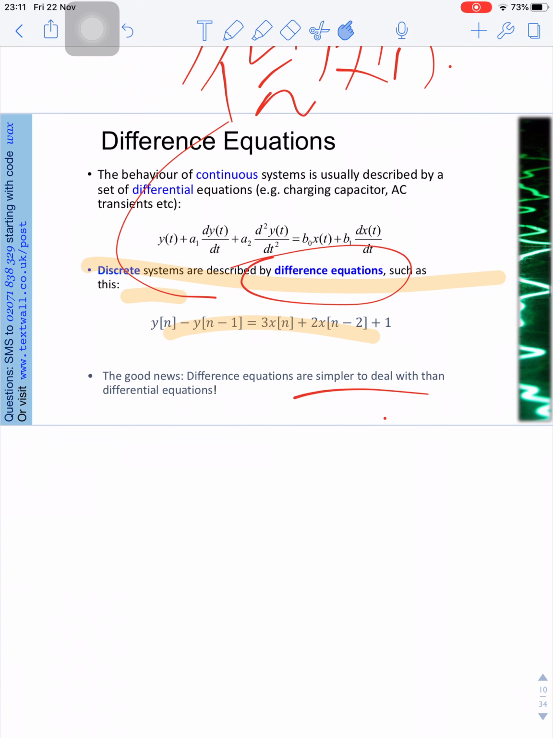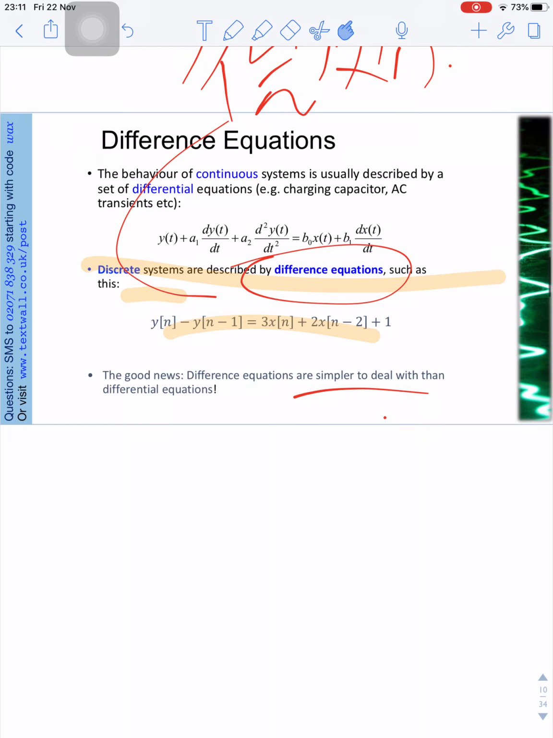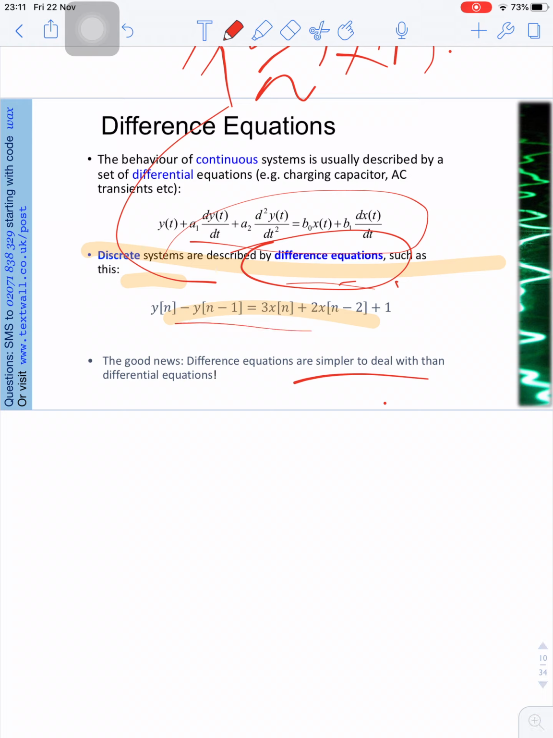so firstly, what you will see is the difference equation, which in Chinese is called 差分方程. The behavior of a continuous system is actually described by a differential equation, like the charging capacitor transient, and so forth. The discrete time system can be described as a difference equation. The first one is the differential equation, right? The second one is the difference equation. Okay, so the good news is that difference equation is easier to handle.